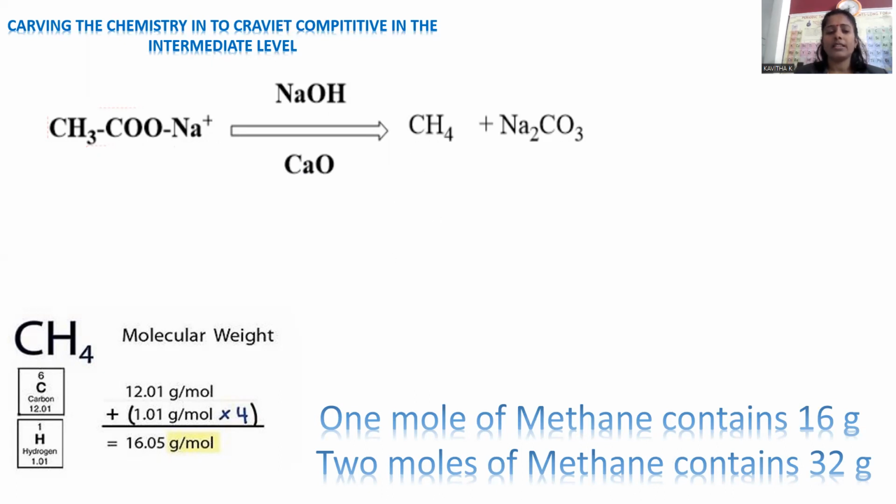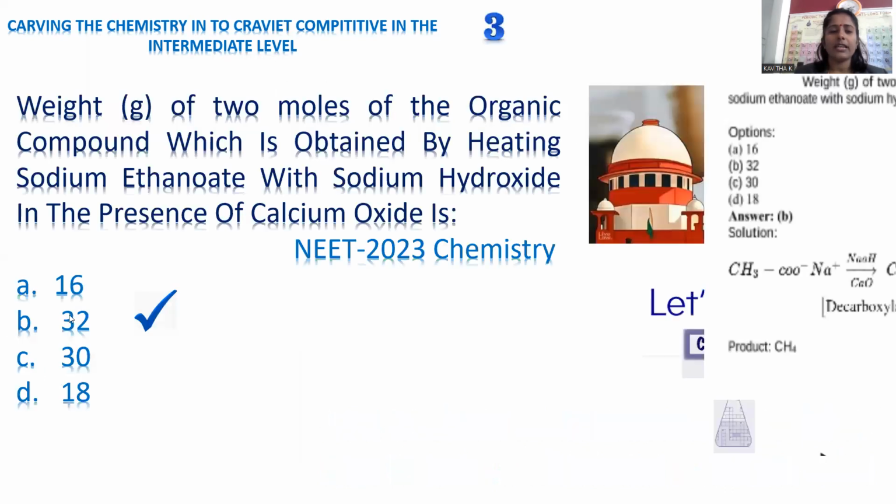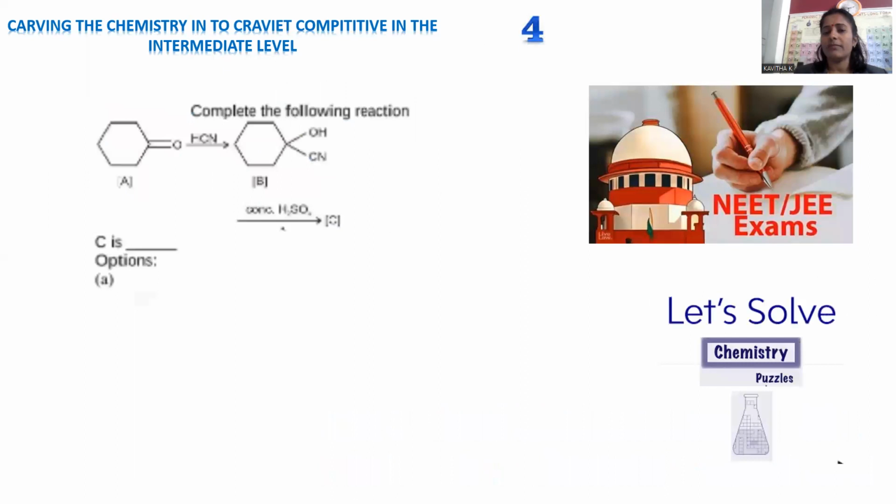1 mole of methane is accompanied with 16.05, whereas 2 moles of methane contains 32 grams. 16 should be multiplied with 2. So the 32 grams will be the correct answer. For question number 3, option number B is the right answer. Let's move on to question number 4.